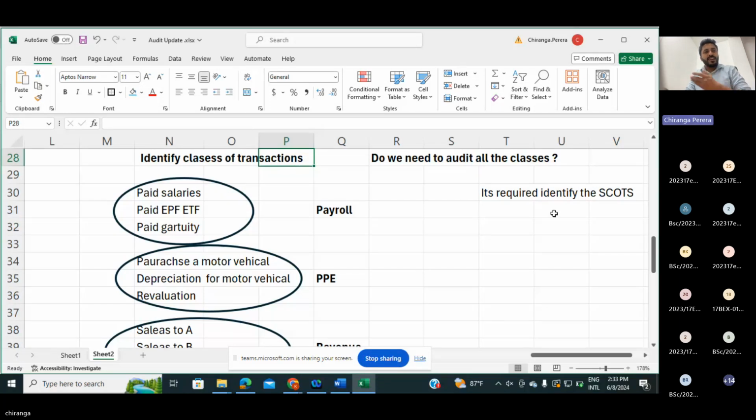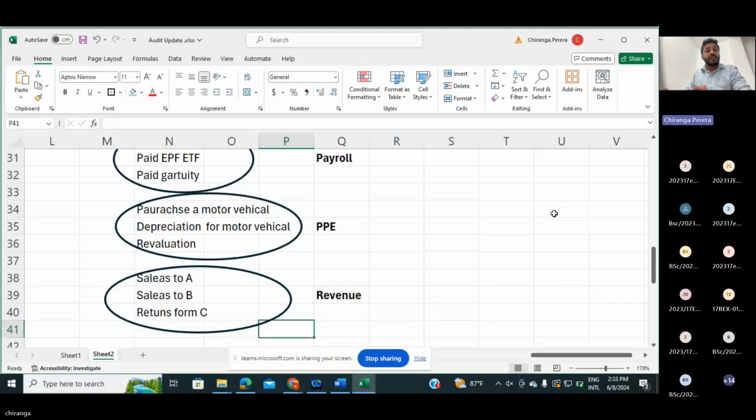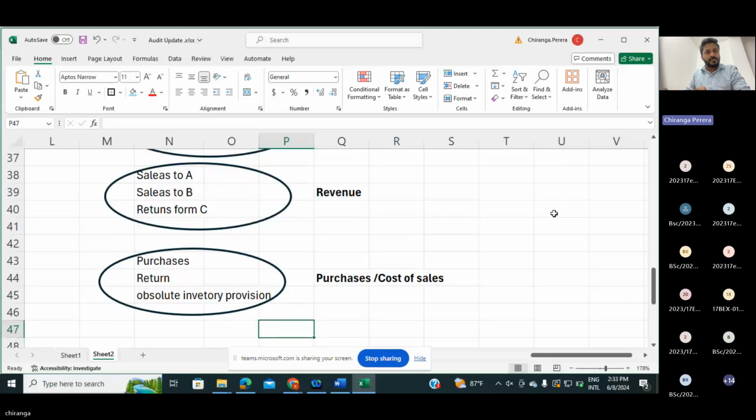But in a social science setting, all classes are significant. But from an audit perspective, we have many classes, but some of the classes are significant, some are insignificant. So you need to identify significant classes of transactions.